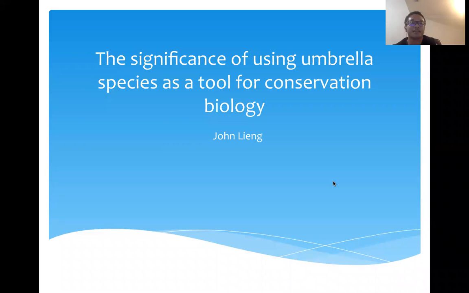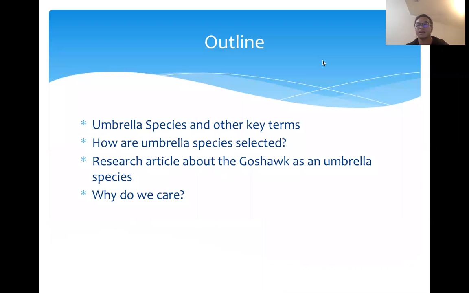Hello, everyone. Today, we are going to be discussing the significance of using umbrella species as a tool for conservation biology. Going into the presentation, we'll be looking at the definition of umbrella species and other key terms to help us gain a wider and broader understanding of their interconnectedness to conservation biology. We will also be defining the criteria that scientists have used for selecting umbrella species.